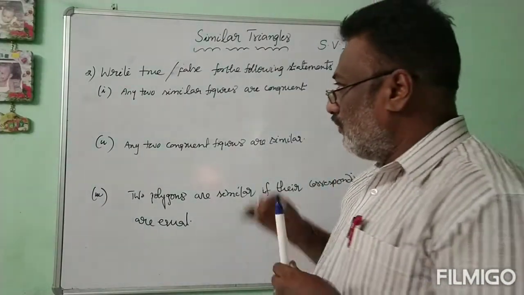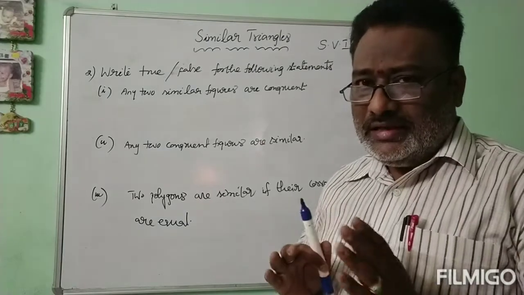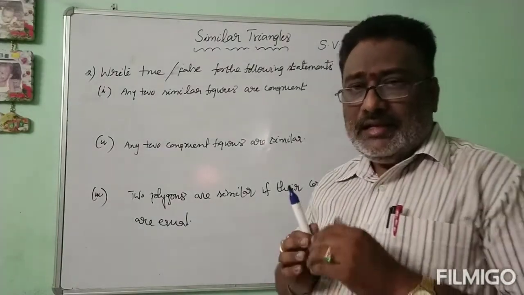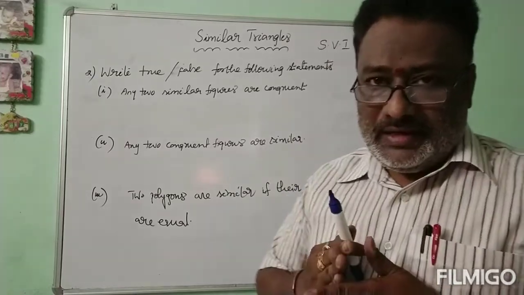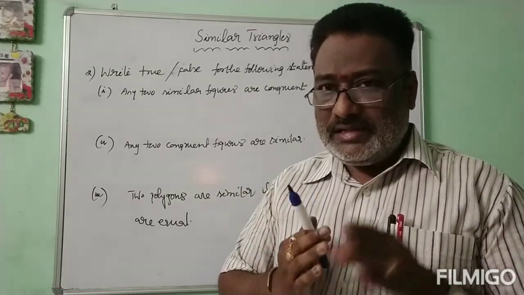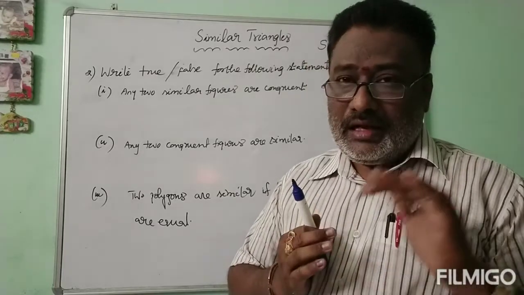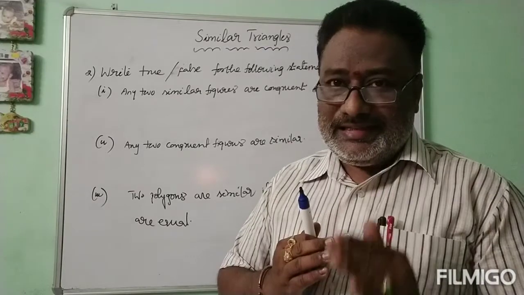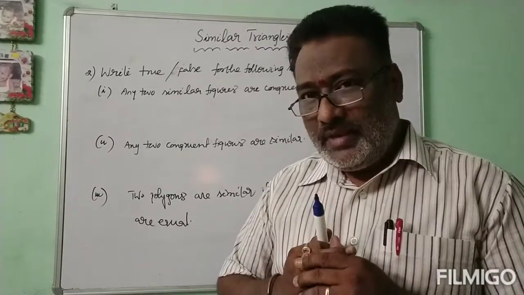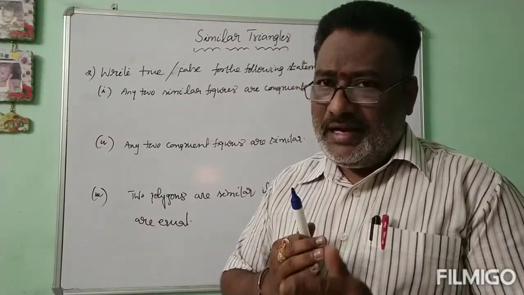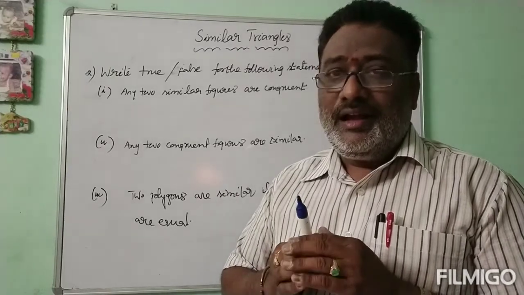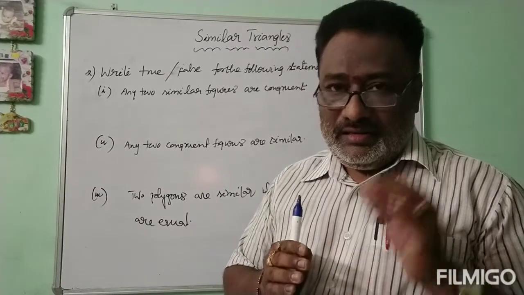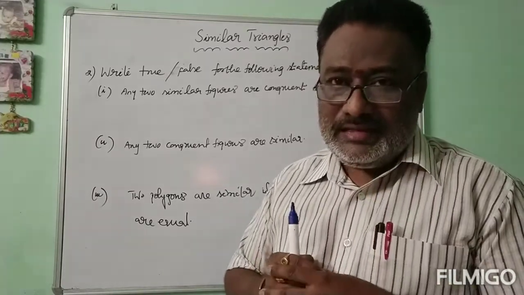Let me explain before going to that question. What is the difference between congruent and similarities? Congruent means all corresponding sides and all corresponding angles are equal. When the corresponding sides are equal, automatically the corresponding sides are in proportion. If the corresponding sides are in proportion, then the corresponding sides need not be equal. This condition you need to keep in your minds.